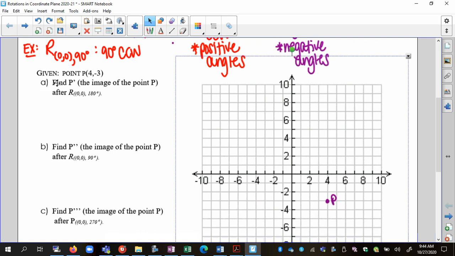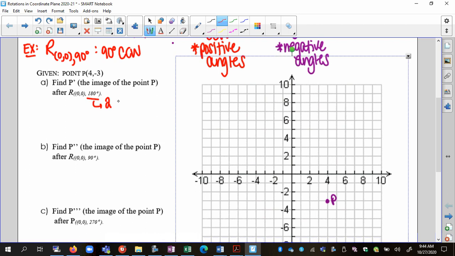For part A, I want to find P prime, the image of point P, after this rotation centered at 0, 0, 180 degrees. What I want you to think about is where 180 degrees would end up. When we look at our graph, each one of these four quadrants represents 90 degrees, right? There are 4 right angles. So 180 really means 2 times 90, which equals 180. Whenever you're rotating 180 degrees, you're going to turn your paper 2 turns.